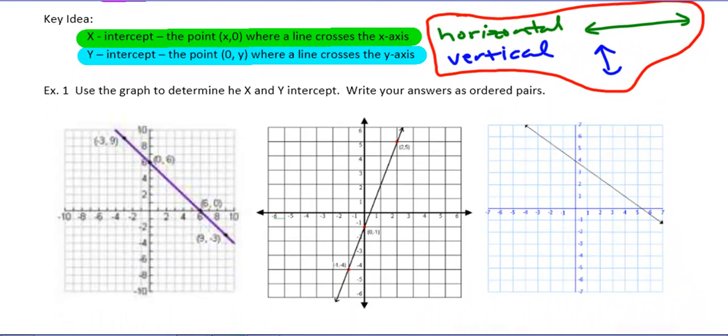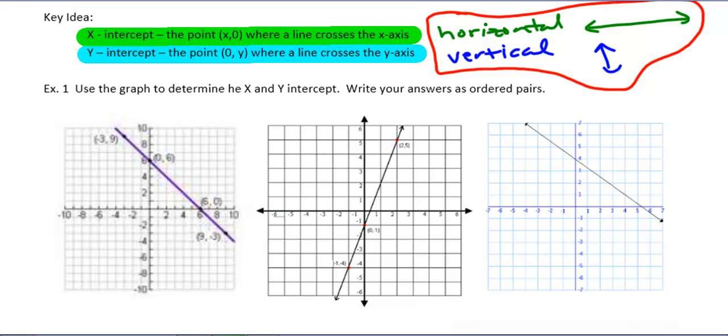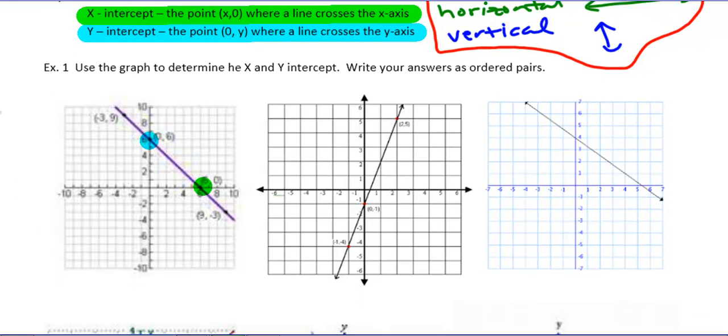Our first thing is we're going to learn how to find the x and y-intercept simply by looking at a graph. This is going to be a lot easier than the other way, but you have to know how to do both. Looking at my first graph here, my x-intercept is the point where the line crosses the x-axis. So right there. My y-intercept is the point where we cross the y-axis. In the first example, the ordered pairs are there already, so that's going to make this even easier.